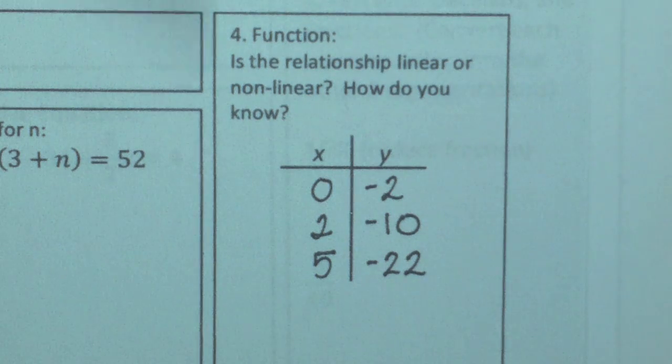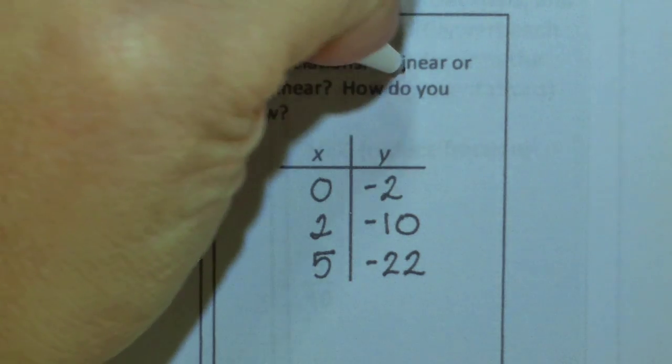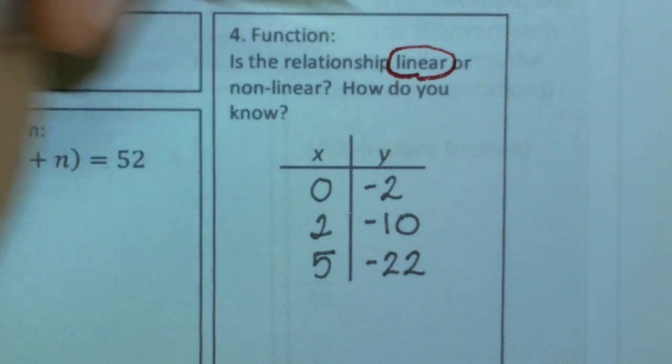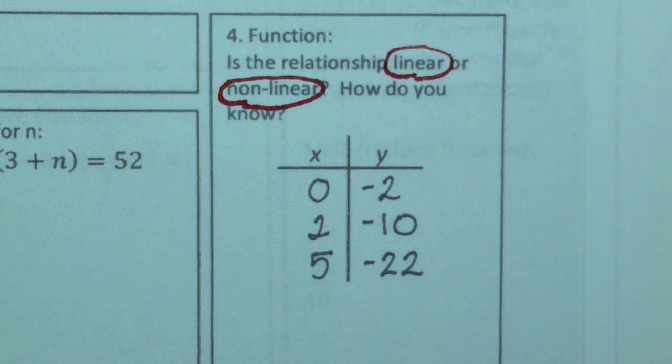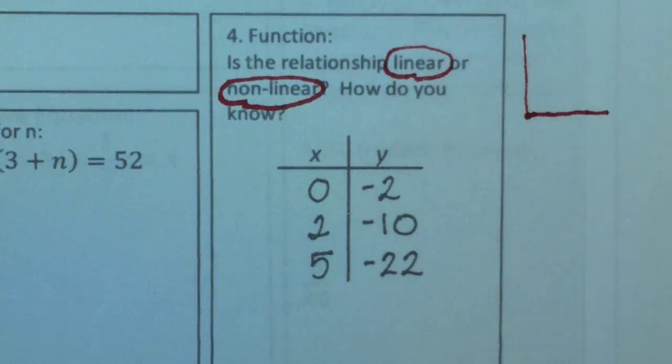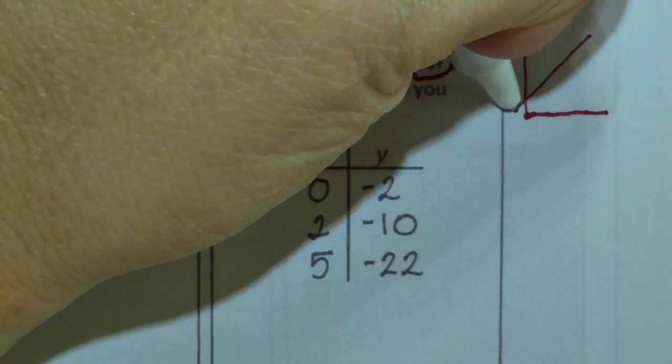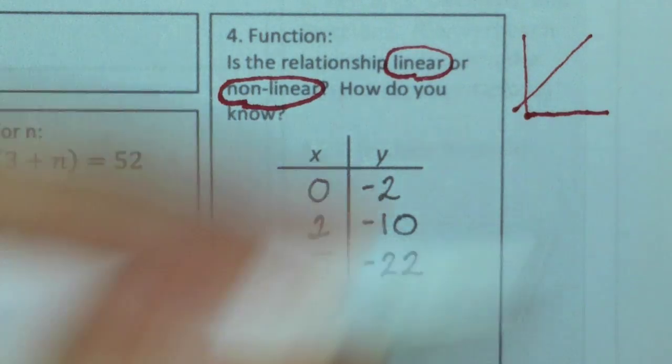Looking at a question like number 4, which said, is the relationship linear or nonlinear, and how do you know? Okay, so our question here is, is this table linear or nonlinear? We know that if we have a table or a graph, anything linear is going to be a straight line. Okay, so we know that's linear.